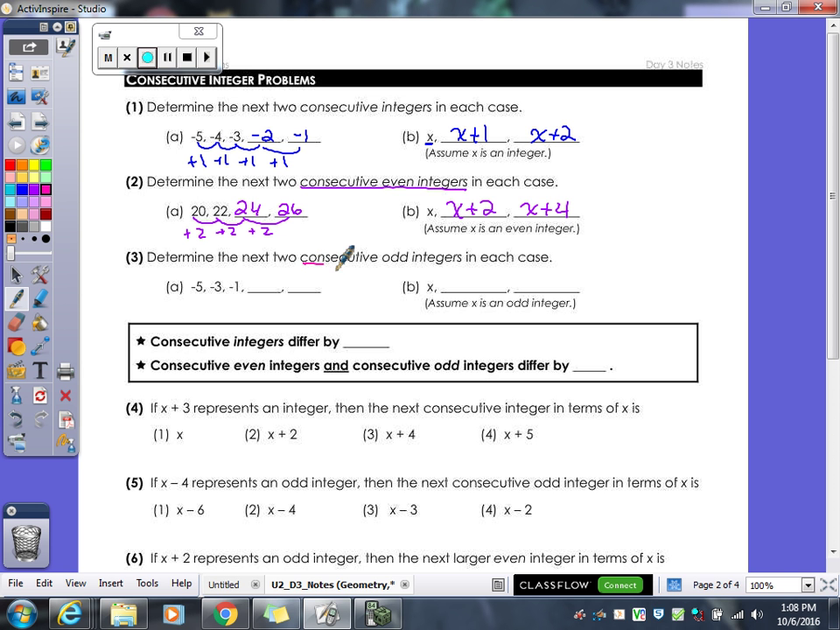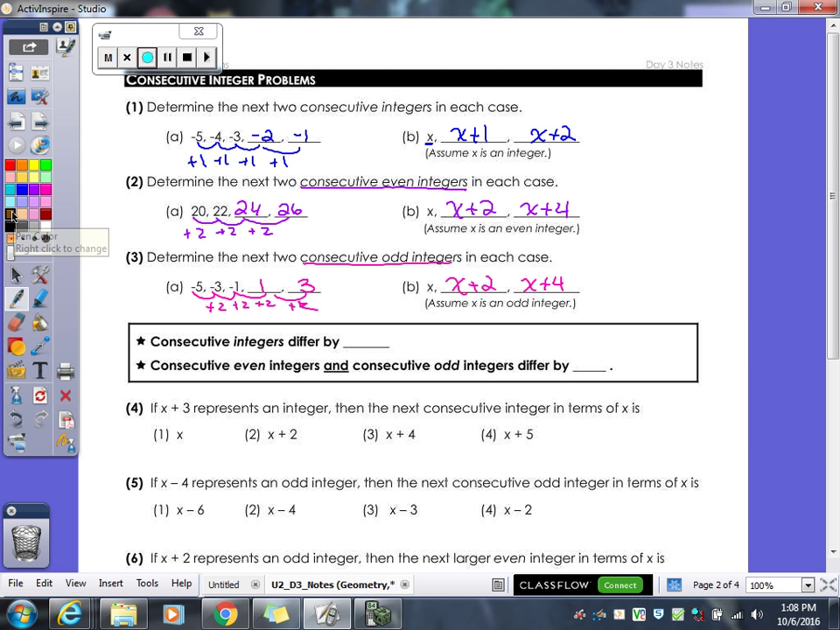Consecutive odd integers. Again, we have -5, -3, -1. What would come next? 1. And then 3. Again, what are we adding? Plus 2 each time. Even though it's odd numbers, you still have to add 2 to get you to that next odd number. That 2 skips over the even and goes to the odd. So in terms of our x's, it would be just like our evens. x, x plus 2, and x plus 4.